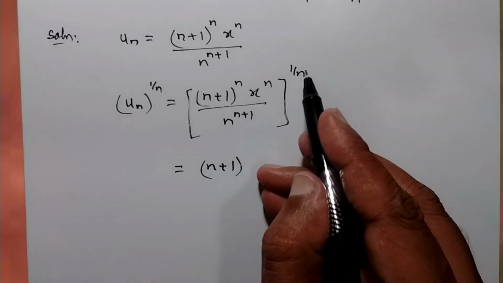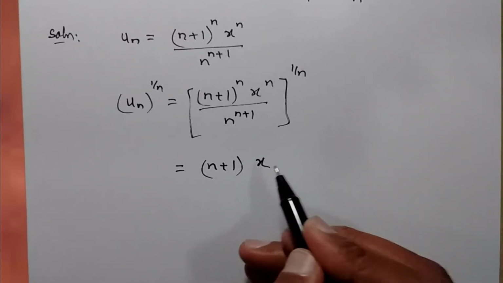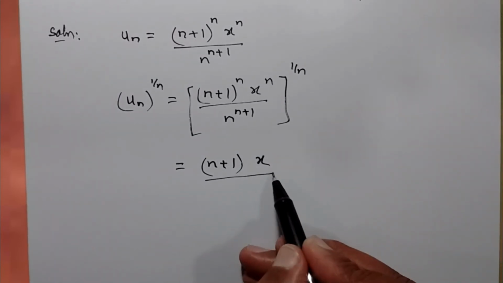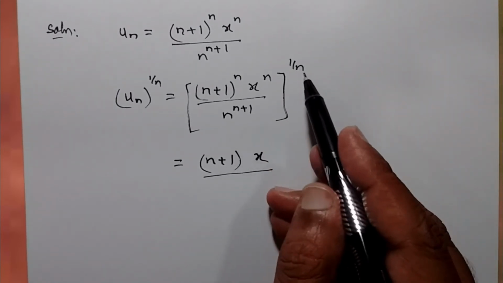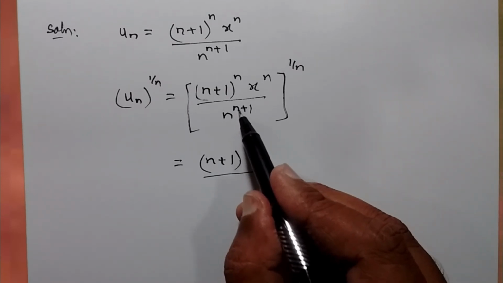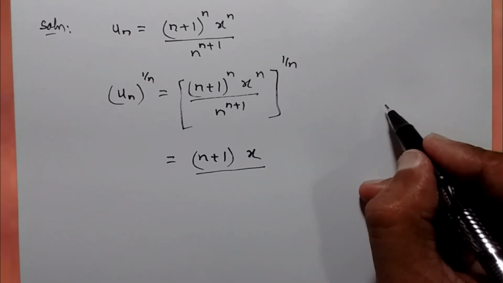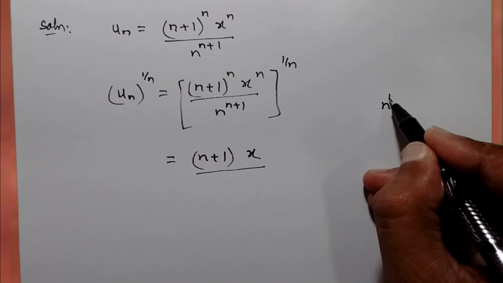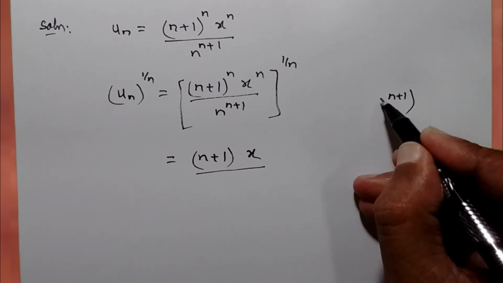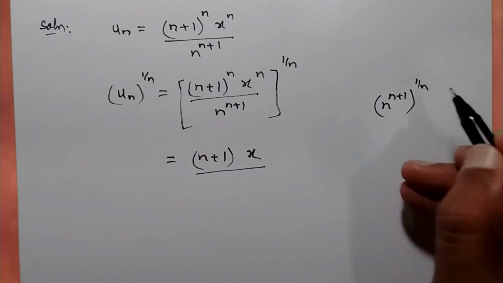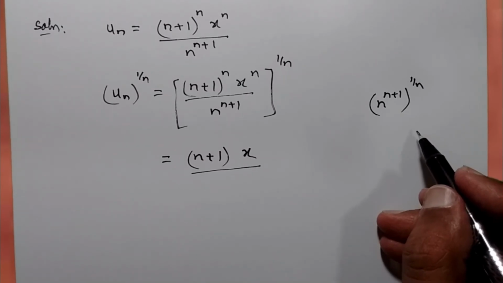Here this n and n will get cancelled, it will just be getting x. The denominator also you have to raise to the power of 1 by n. So it is n power of n plus 1 into 1 by n. So I'll just show it to you. N power of n plus 1, that is raised to the power of what? Raised to the power of 1 by n.